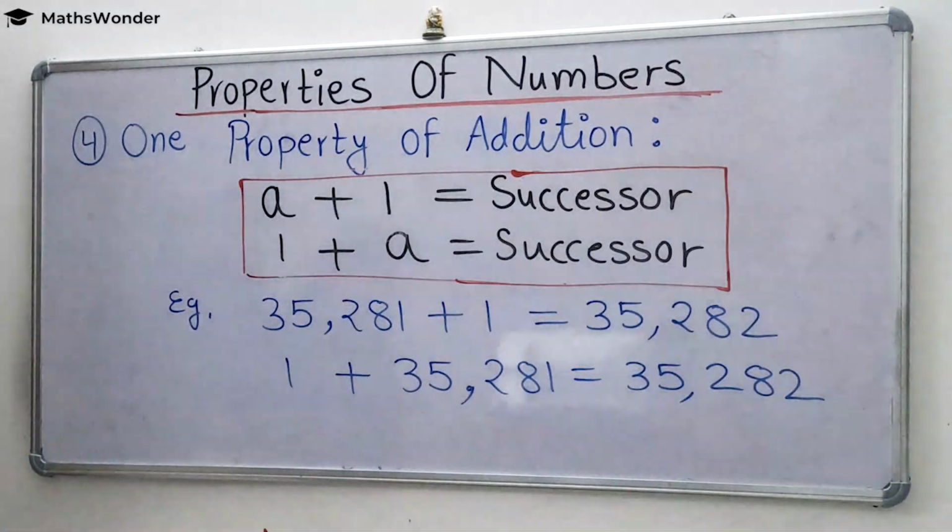Okay, this is the last property of addition of numbers. Okay, we are talking about the numbers which are natural numbers.